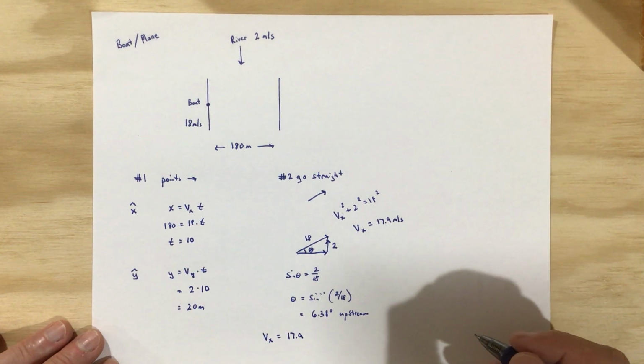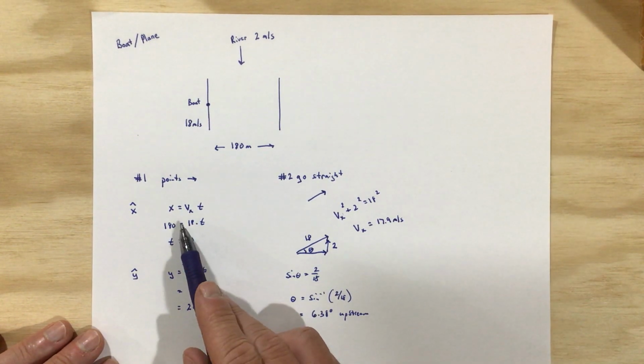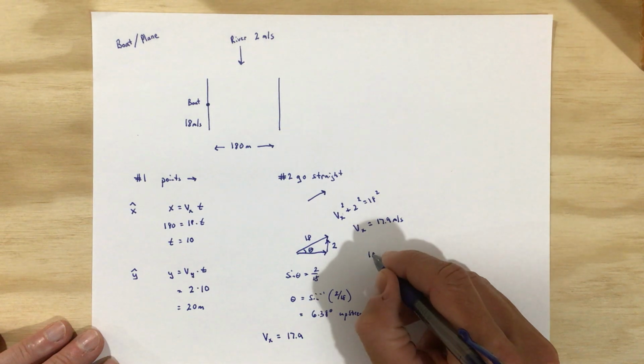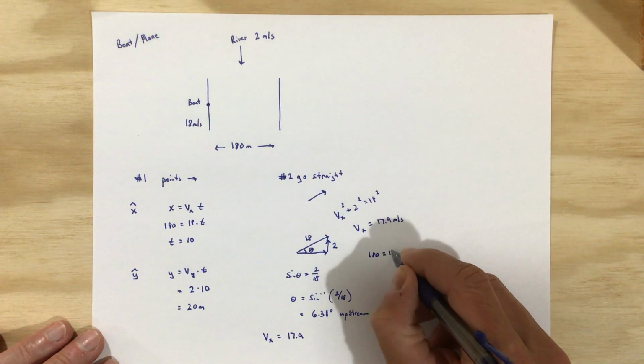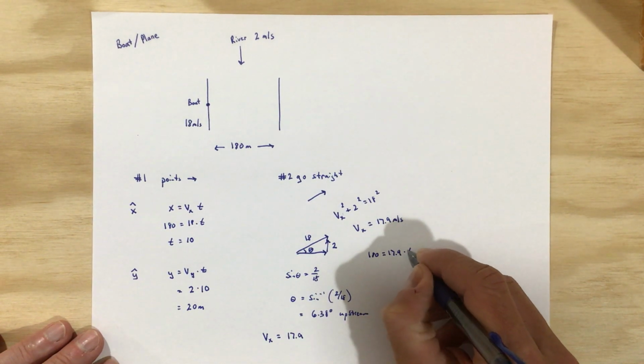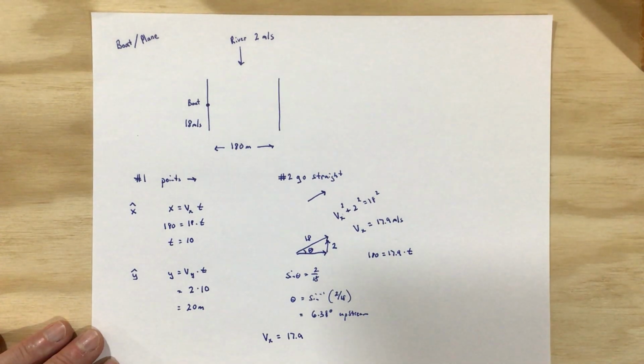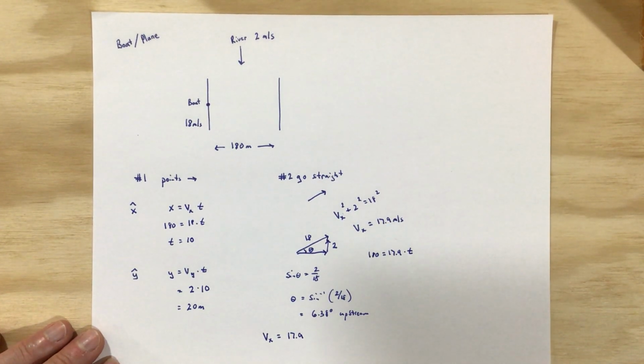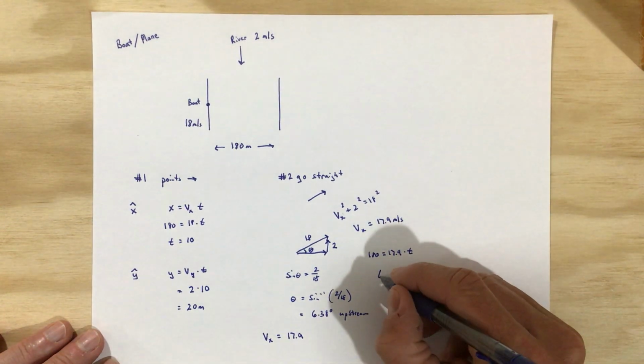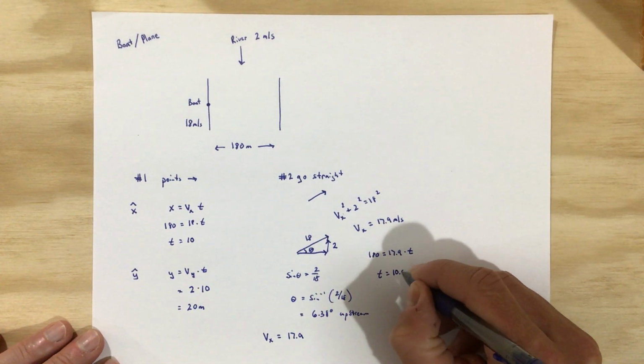If I wanted to find the new time, well, it'd be the same thing, right? I'm still crossing a 180 meter river, but now I'm only crossing it at 17.9, and I can solve for that time. And again, it's going to take me a little bit longer. And the bigger the current, well then, of course, the bigger the effects. So now it's going to be 10.05 seconds.